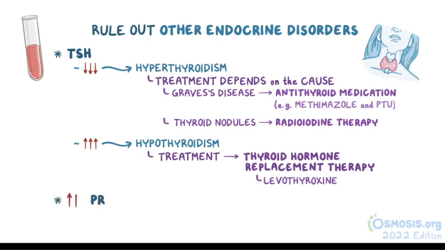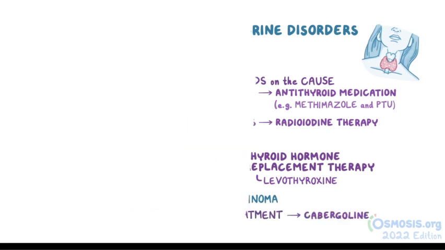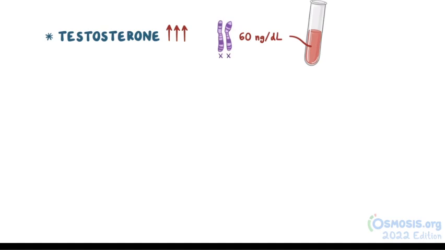Now, if serum prolactin is elevated, chances are it's because of a prolactinoma, and if one is identified on a head MRI, treatment with cabergoline can be used. Finally, if testosterone levels come back high, meaning more than 60 nanograms per deciliter in a genetically female individual, that could be indicative of hyperandrogenic disorders, the most common of which is polycystic ovarian syndrome, or PCOS.